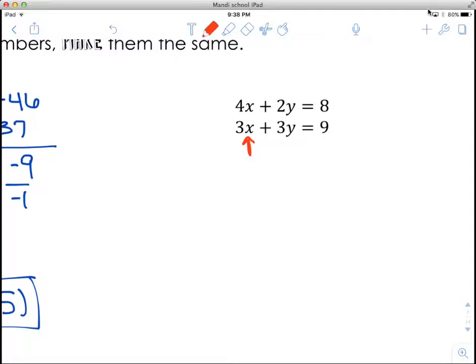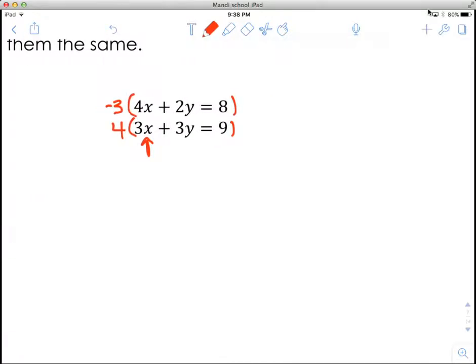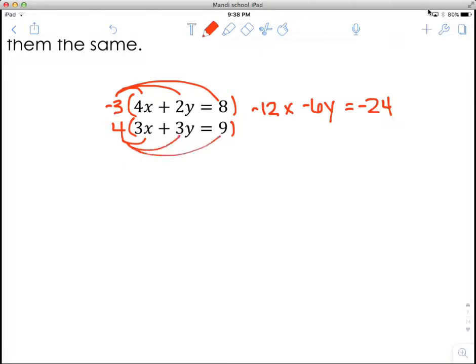That means I would need to take one of them times a positive and one of them times a negative. So if I took this times a negative 3, and this times a positive 4, now remember you have to distribute across the equal sign. So that's negative 12x minus 6y equals a negative 24. And we're going to distribute here. So that's a positive 12x plus 12y equals 36.